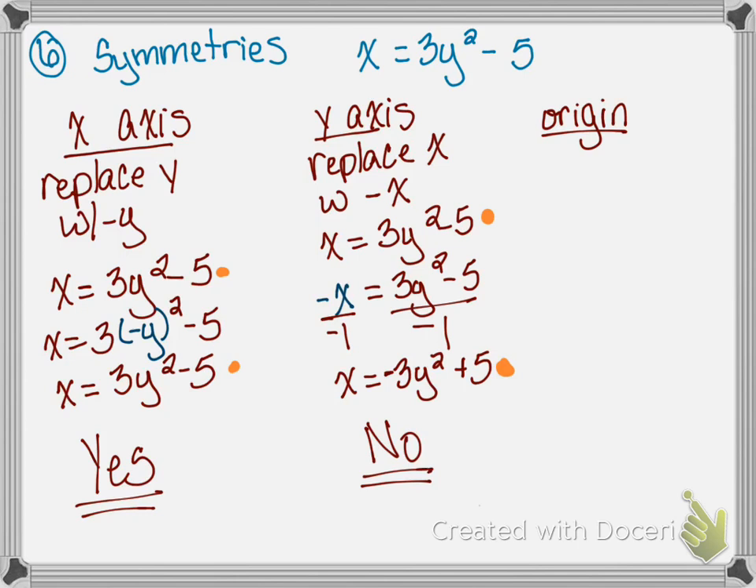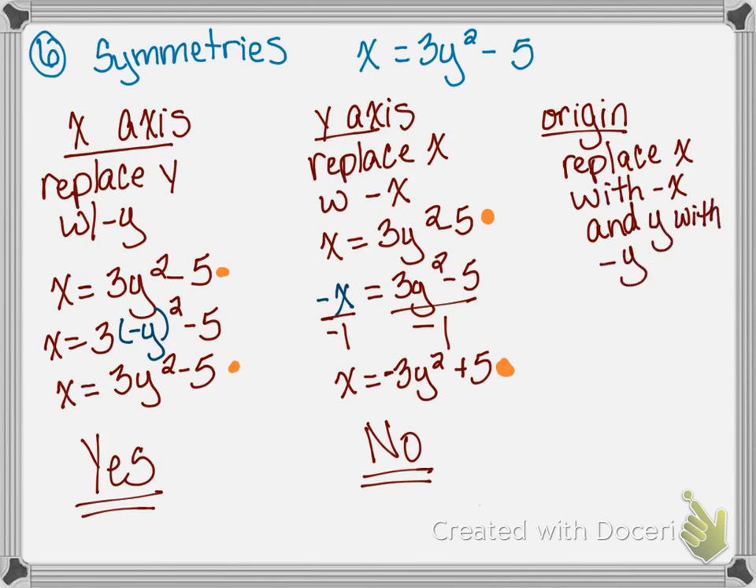For our last one, to see if something's symmetrical across the origin, we are going to replace x with negative x and y with negative y. Okay, so here's my original. I have x equals 3y squared minus 5. So I am replacing x with negative x, and I am replacing y with negative y.